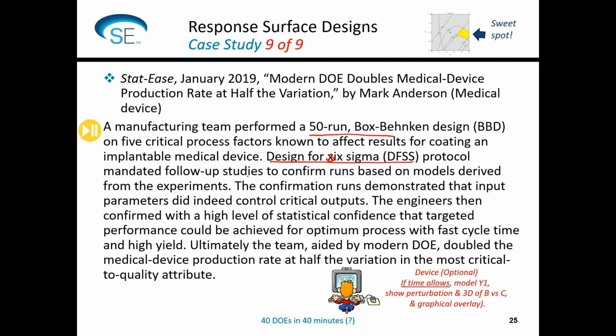And then the company decided that they didn't want to publish it because it was too important. They want to maintain confidentiality. So I took what they had, and with their permission, I disguised some of the factors and levels and things like that. But it was very, very successful. They were able to double their medical device production rate with half the variation. So take a look at that if you get a chance. There'll be some information in the article itself, and you can get that from our case study site. You could also contact me on any of these, and I can send you a link.